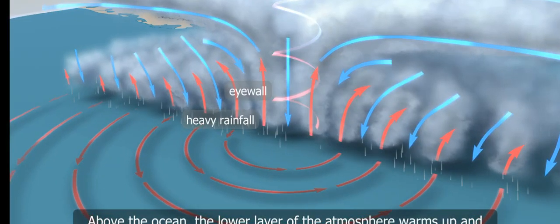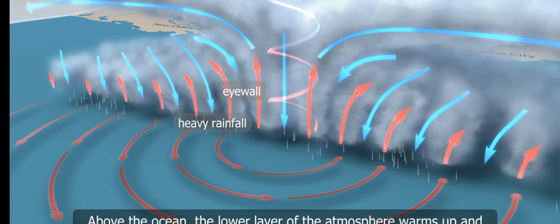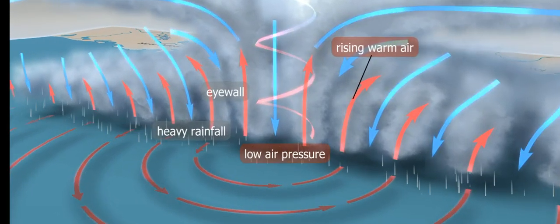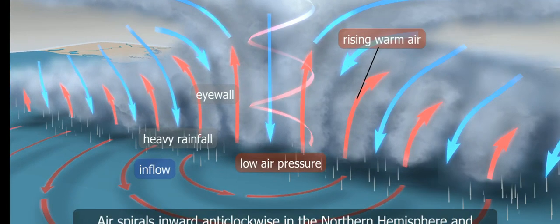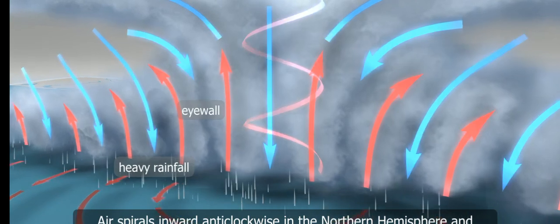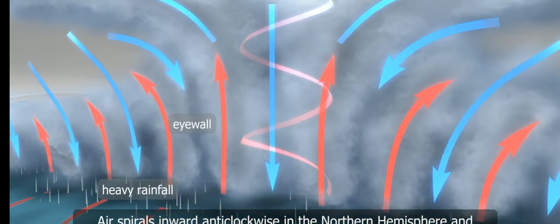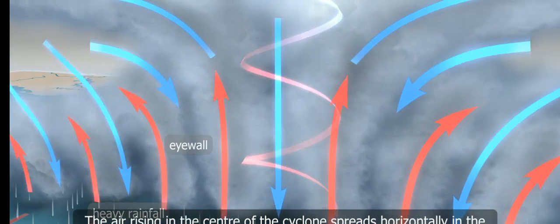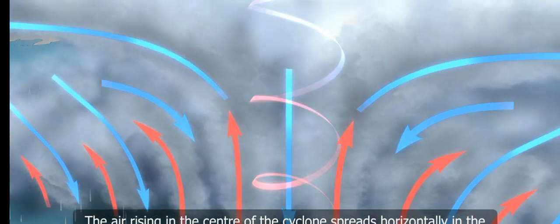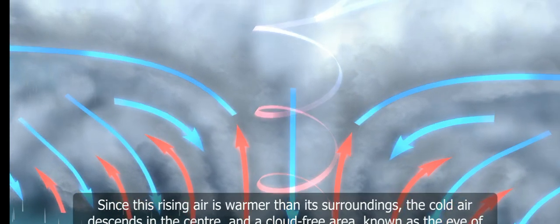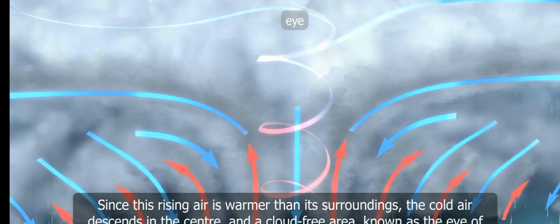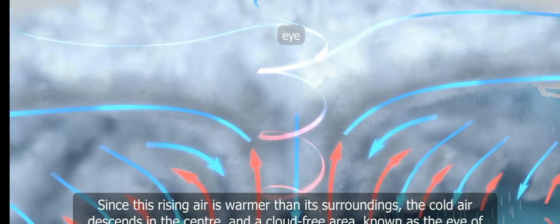Above the ocean, the lower layer of the atmosphere warms up and then rises. The rising air causes a low-pressure area to develop at surface level. Air spirals inward anti-clockwise in the northern hemisphere and clockwise in the southern hemisphere due to the Coriolis effect. The air rising in the center of the cyclone spreads horizontally in the troposphere. Since this rising air is warmer than its surroundings, the cold air descends in the center, and a cloud-free area, known as the eye of the cyclone, is formed.